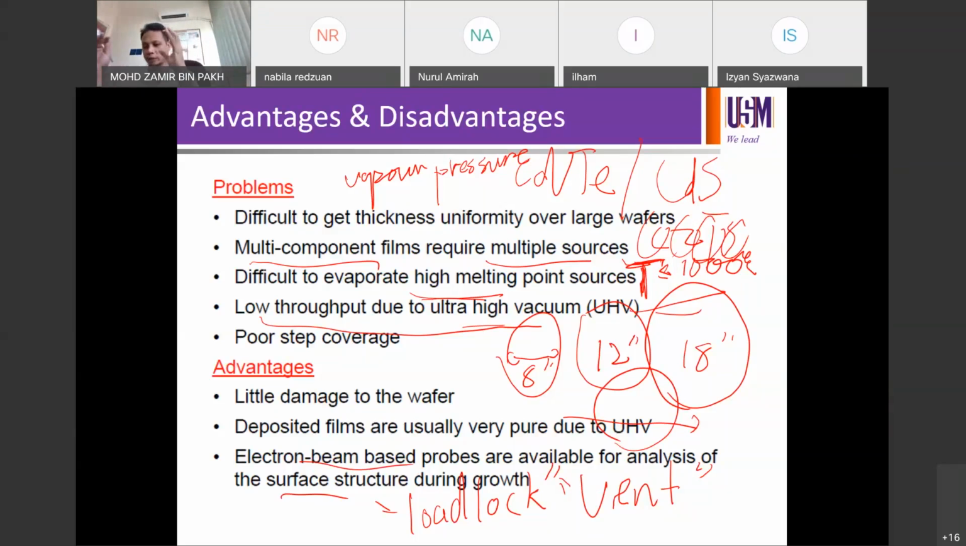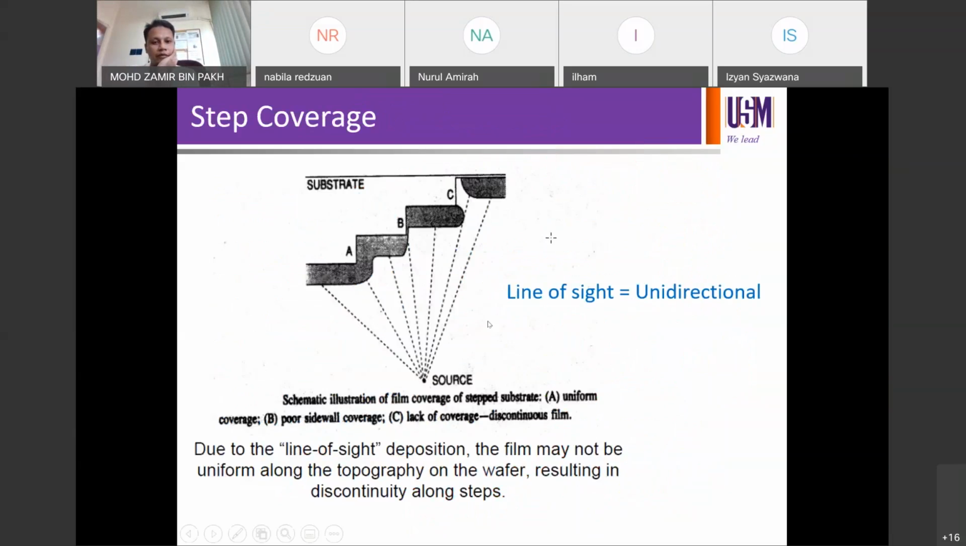Usually, once the process is done, we take the sample out and do the characterization. But this one you can do real-time characterization. Only, it is more expensive. Right? So yeah, step coverage.